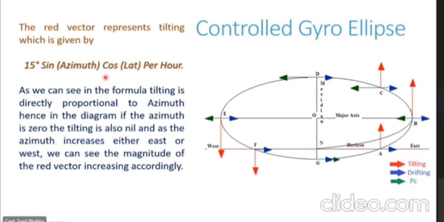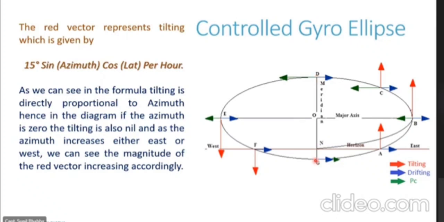Now let's try to correlate it with the diagram. We have this vertical black line as the meridian. Now when the spin axis is pointing in the meridian, the azimuth is zero. So basically there are two points where the azimuth is zero. You have the point Golf and Delta. At both these points, the azimuth of the spin axis is zero, and you can see here that there is no red vector. The azimuth is zero, the tilting is also zero, so there is no red vector at both these points, Golf as well as Delta.